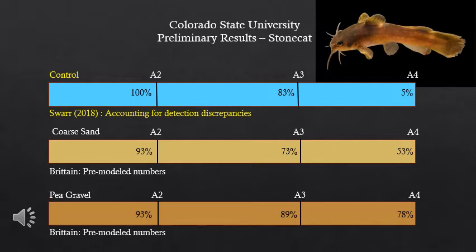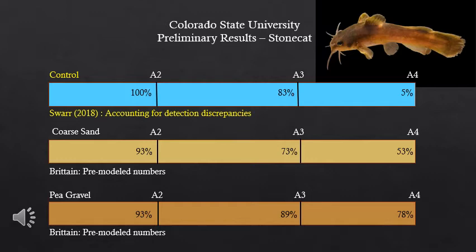I have listed some preliminary results for you here, but I have a small disclaimer. It is important to note that these numbers have not been modeled. The antennas do not always detect 100% of the tags, therefore it is necessary to model detection discrepancies to arrive at the true detection numbers, which will be larger than the ones I am reporting. For comparison, I have included Tyler Swart's study of the same experiment with no substrate, which will mimic my control. However, his numbers have been run through a model in order to account for detection discrepancies where mine has not.